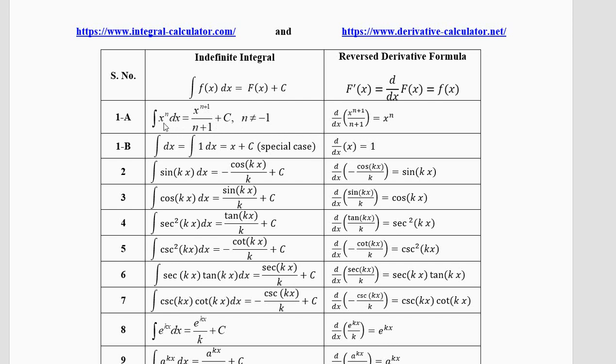Now your small f is x power n and the capital F is x power n plus 1 divided by n plus 1. When we differentiate x power n plus 1 divided by n plus 1, the power decreases by 1, so we get n plus 1 minus 1, which is x power n, and this factor comes out: n plus 1 into x power n, divided by n plus 1. The n plus 1 gets cancelled and you get x power n. Now this is your first formula.